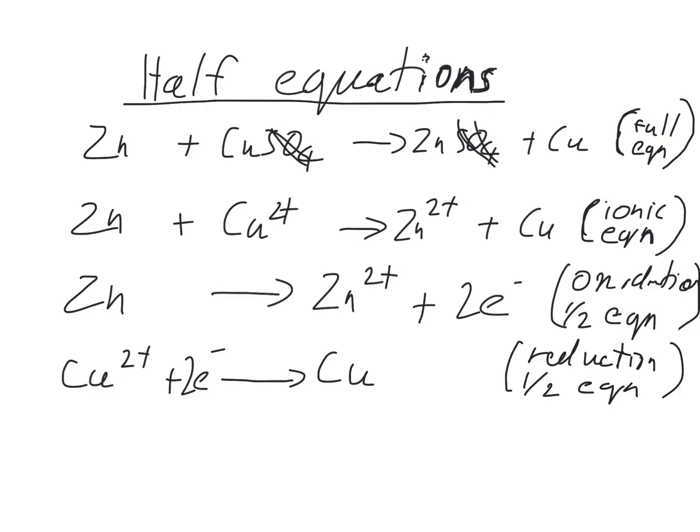We can take this a step further and label them as oxidation and reduction half equations. In zinc's case, zinc is releasing electrons, it's producing electrons, so this is a loss of electrons. And remember, OIL RIG, oxidation is loss of electrons. So because zinc is losing electrons, we call zinc's half equation the oxidation half equation. Copper, on the other hand, is gaining electrons. Reduction is gain of electrons. And because of this, we call copper's reaction the reduction half equation.